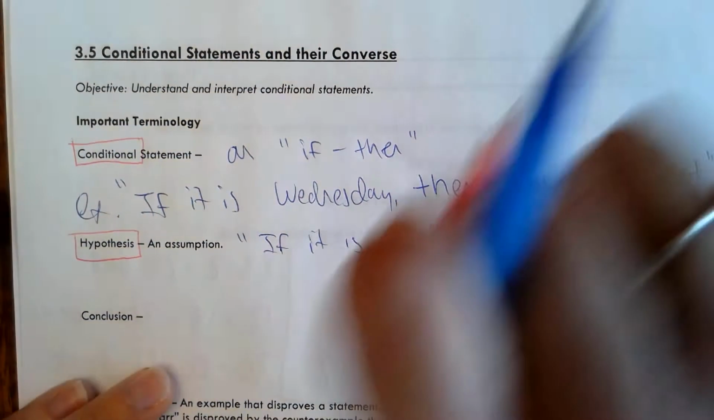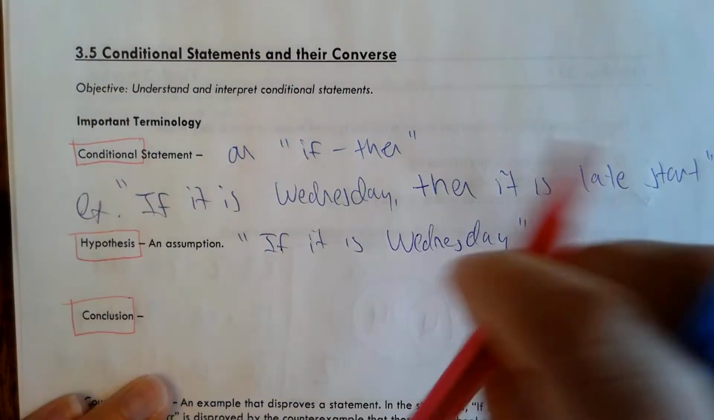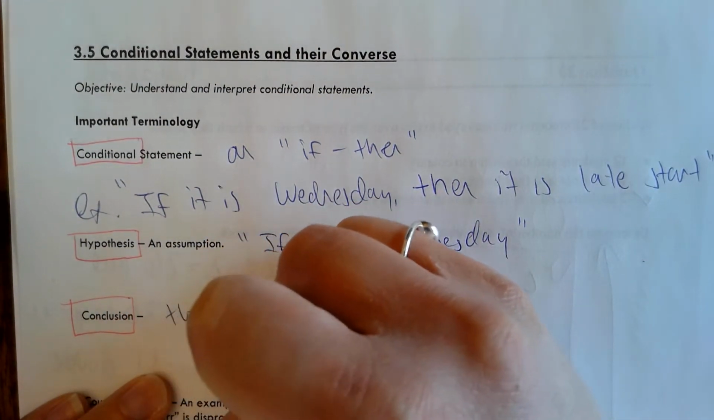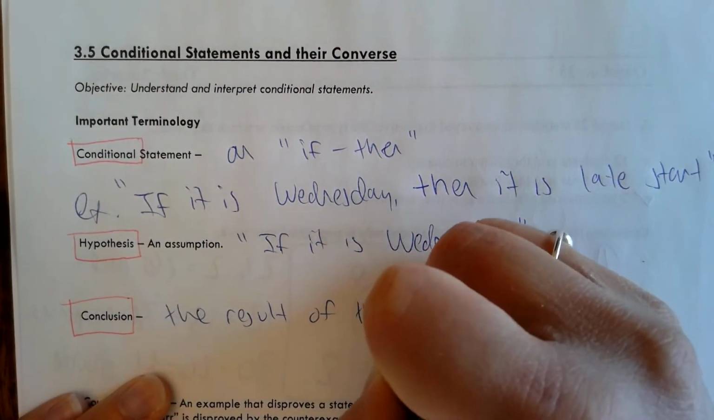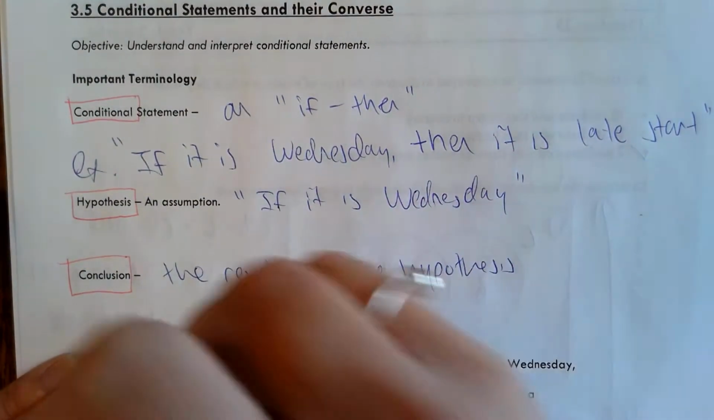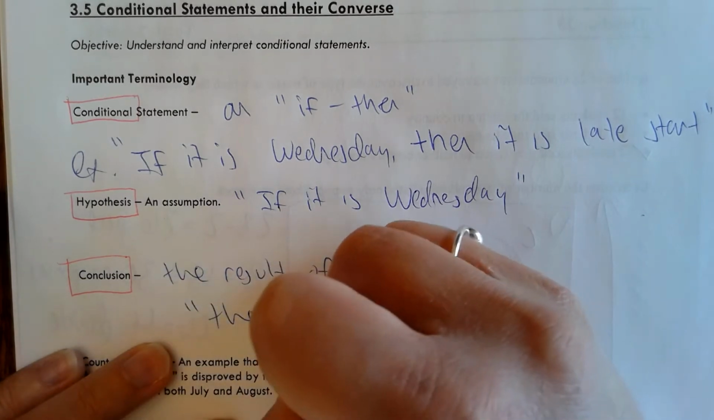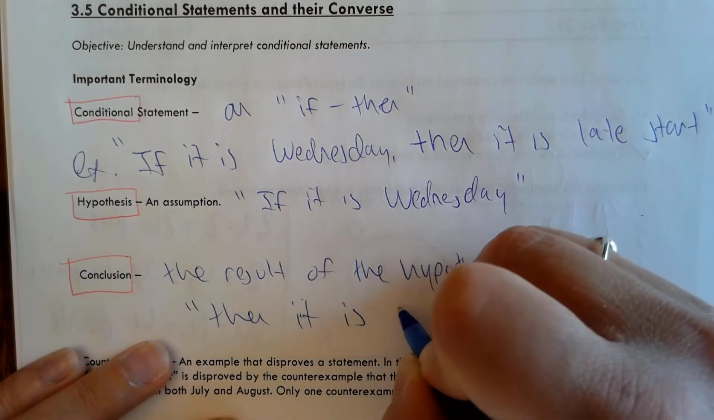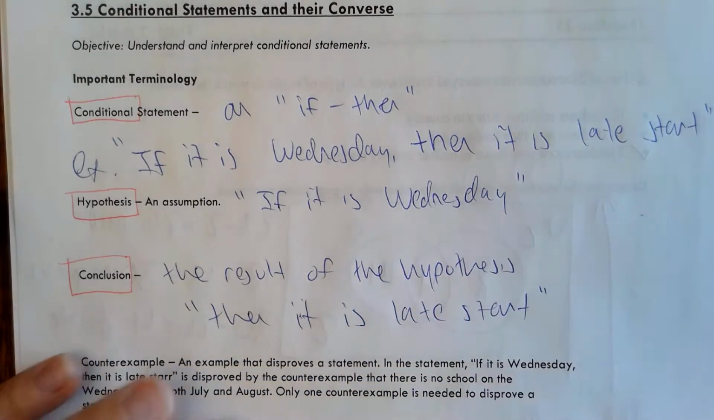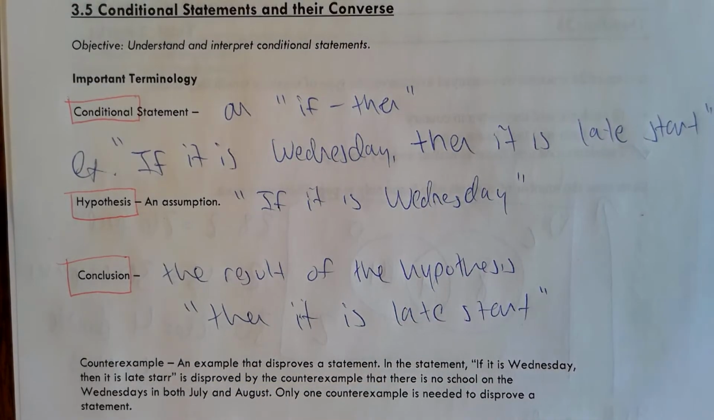The conclusion is the second part of the sentence. The result of the hypothesis. Then it is late start. So it's the second part of it. That's all.